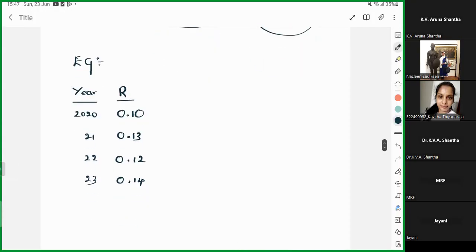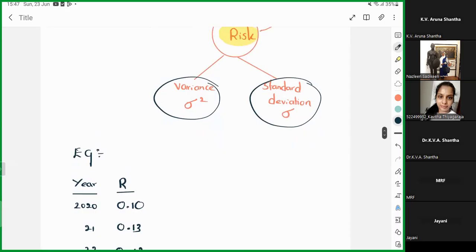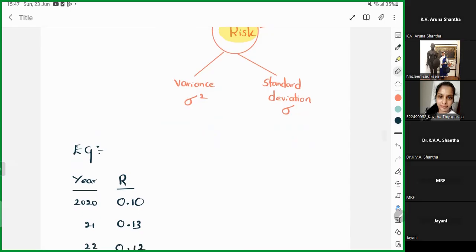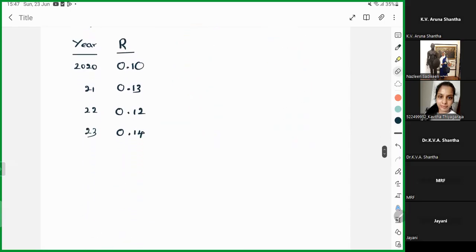Right. Now you say your investment involves risk because rate of return changed. Now you should estimate the risk. So you can calculate the variance and standard deviation. Right. So let's see the variance calculation.